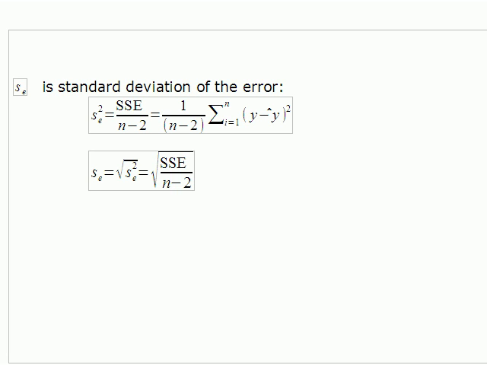That s with a subscript e is important. That's lowercase s with an e. This is the standard deviation of the error, e for error, and we're going to see more of that in the next video. Okay, what is that? It's the SSE, the sum of the squares of the errors, or sum of the squares of the residuals, divided by n minus 2.